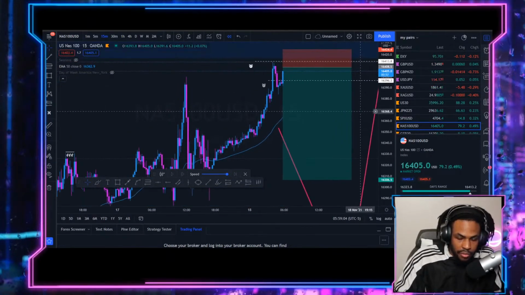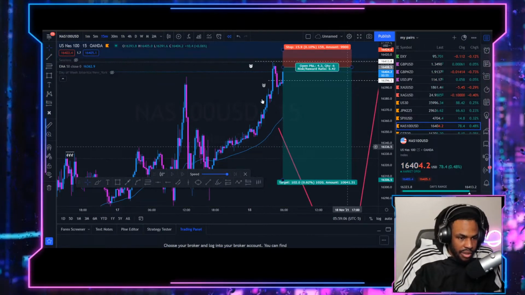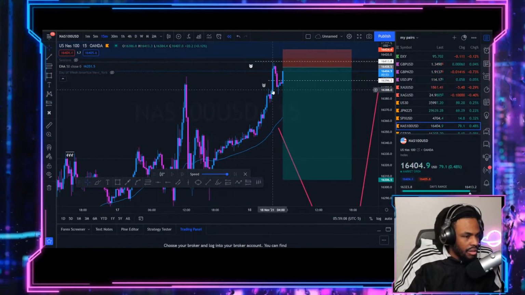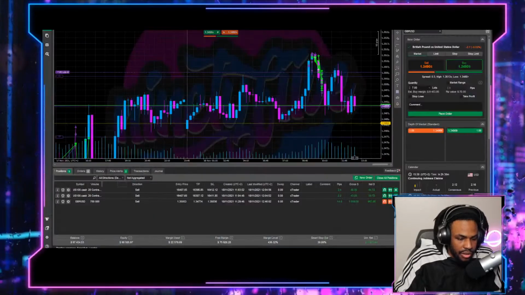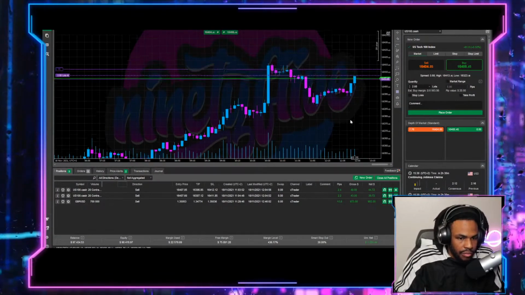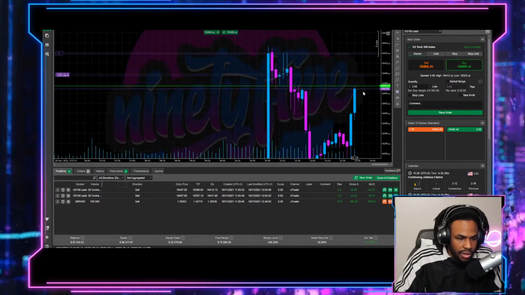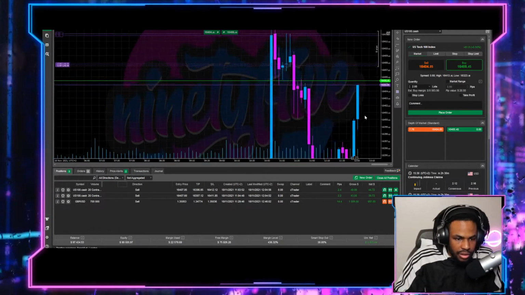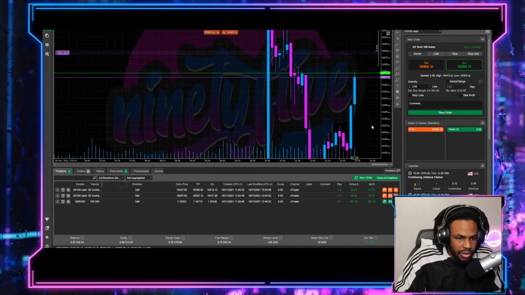But with cTrader, I'm probably just going to go ahead and set some positions. This might break me out. I don't know where my entry's at. I think it's pretty much at break even. Yeah, it looks like it's heading to my stop loss.